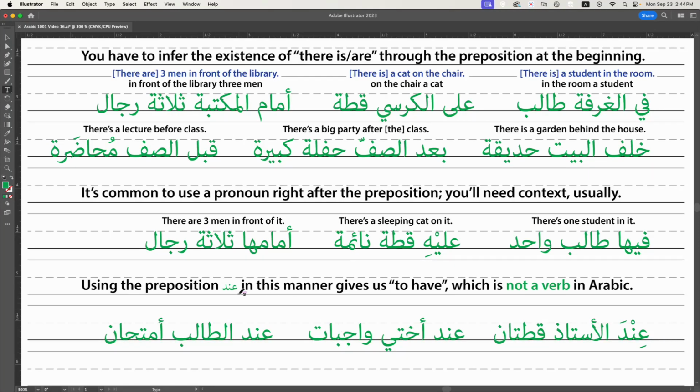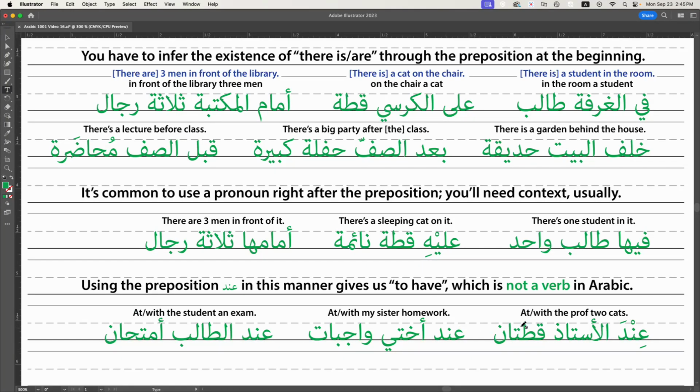So we can use this preposition. Inda means like at or with or next to. We could say inda al-ustad qatatan. So at or with the professor, two cats. Inda ukhti wajibat. So wajib by itself means duty. Haha, he said duty. But when we make it plural, it usually means assignments or homework. So at my sister, homework. At the student, imtihan, an exam or test.